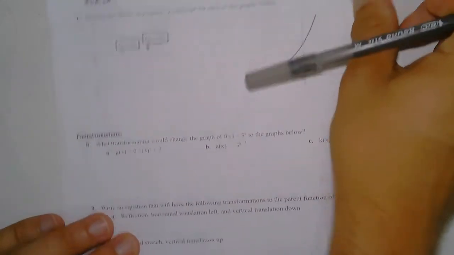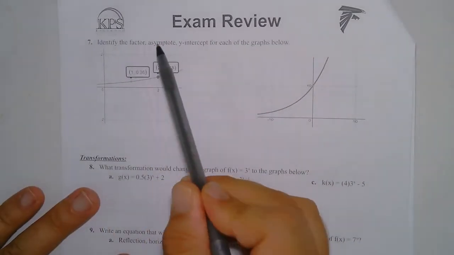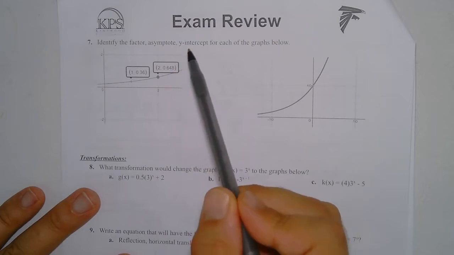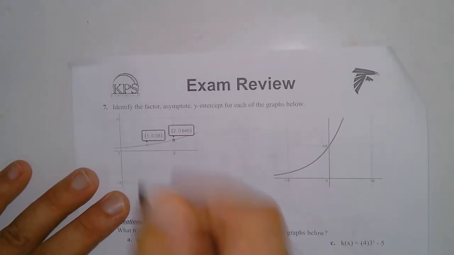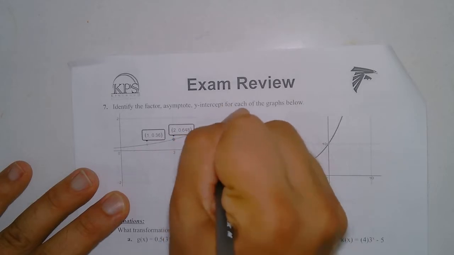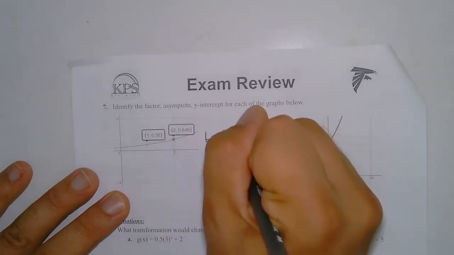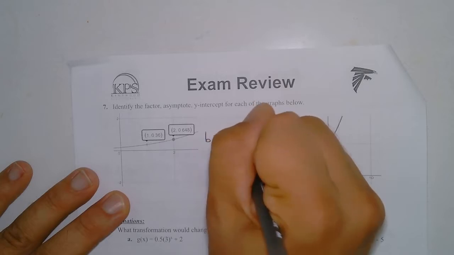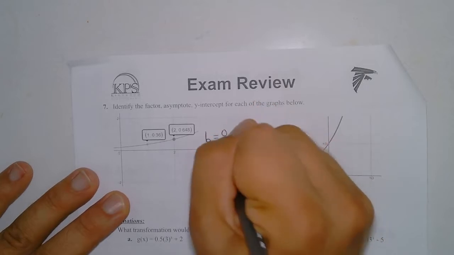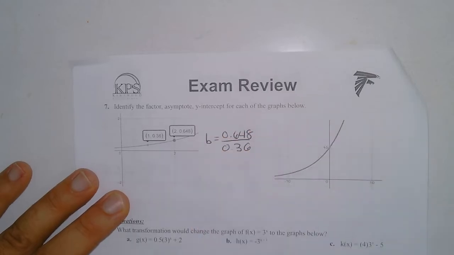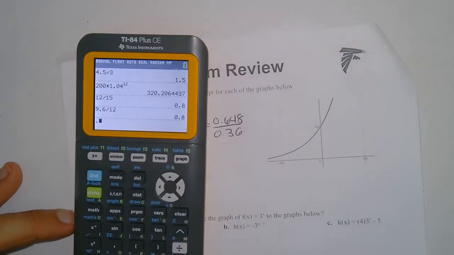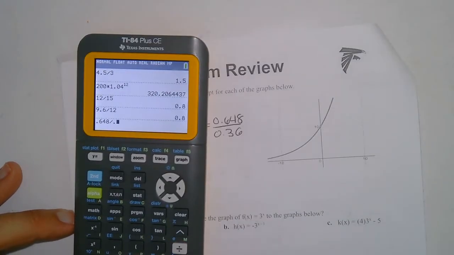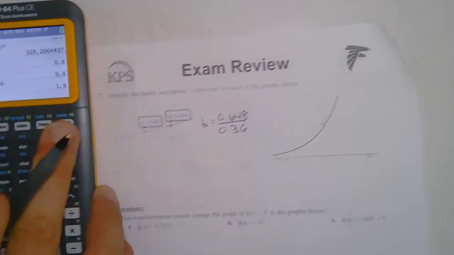So we're going to continue here, and we're going to identify the factor, the asymptote, and the y-intercept for each of these graphs. So to find the factor, you can take b is equal to 0.648 and then divide that by 0.36. And that gives us 1.8.